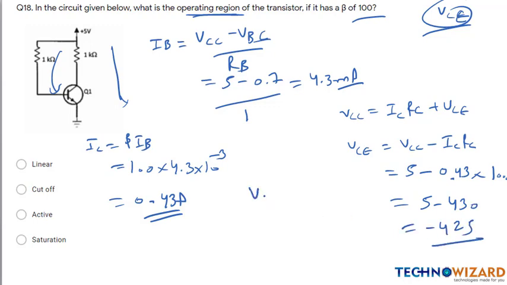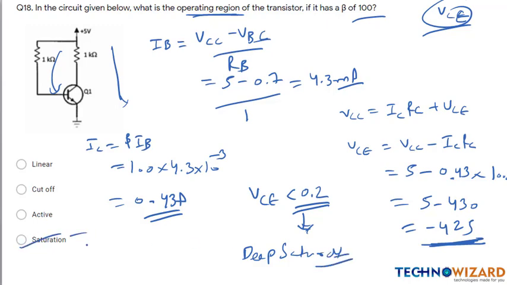And we know that when VCE is less than 0.2, then the transistor will be in saturation. But this is minus 425, and this amount is huge. Therefore, I can say this circuit is in deep saturation. Therefore, option D is the correct answer.